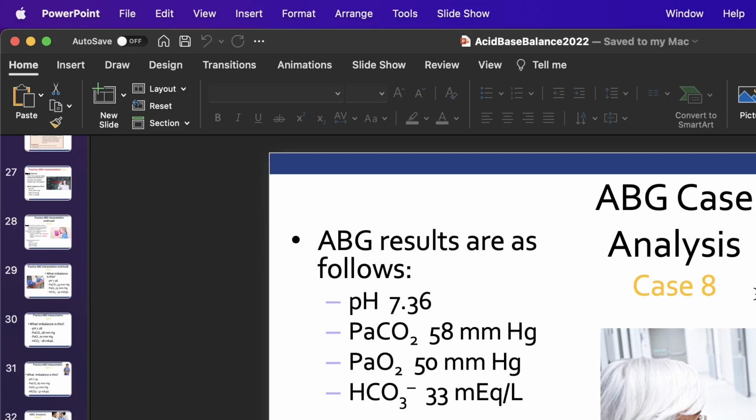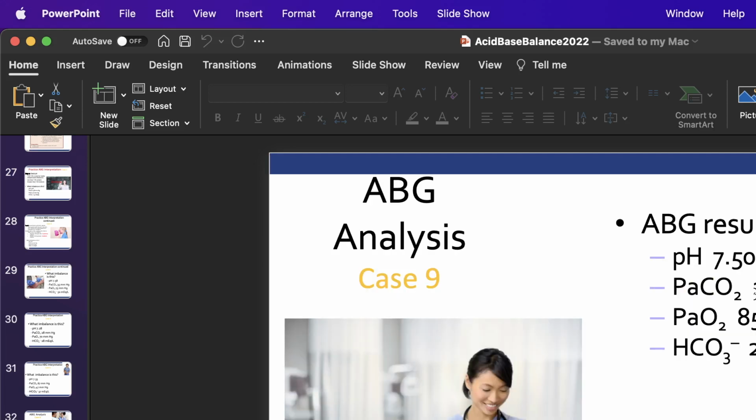Okay, let's do 9. So here we've got case study number 9. pH is 7.5. Base, agreed. PaCO2 is 28. Base. The O2 is 85. Finally, we have somebody that's normal here. And then metabolic, the bicarb is 24.